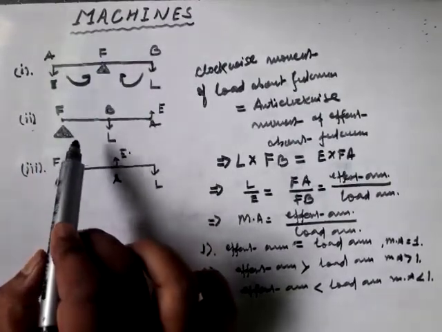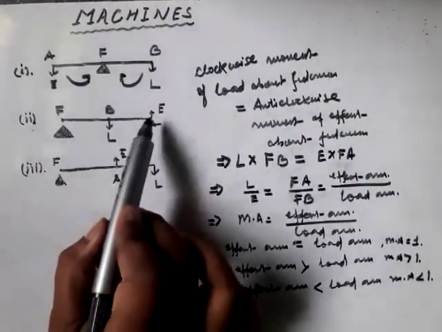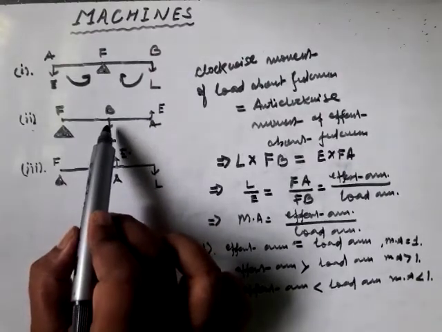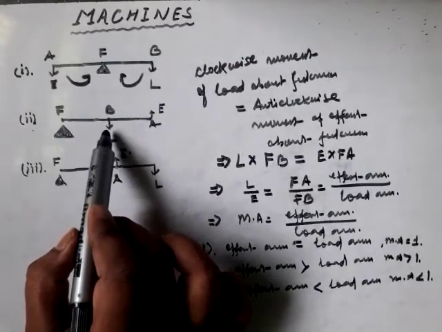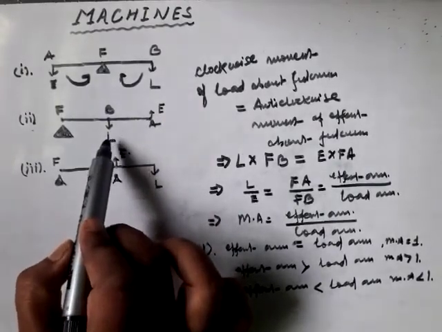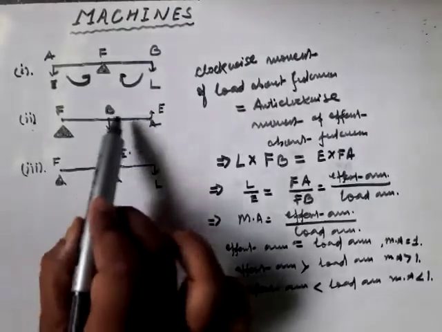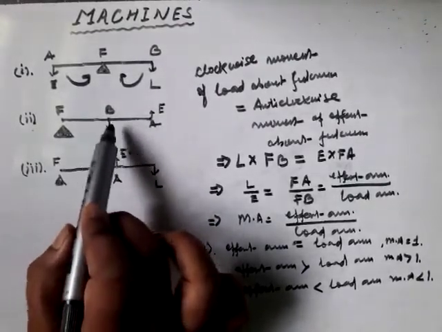And what happens when the load is in between the fulcrum and effort? The load is between the fulcrum and effort, and the direction of the load and the effort is in the opposite direction, okay. This kind of lever is what we can say is a second class lever, okay.